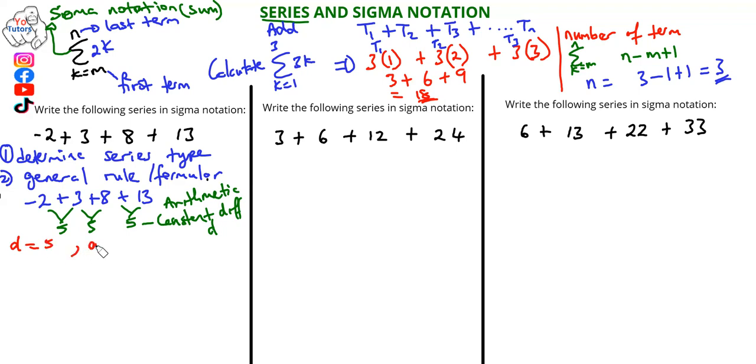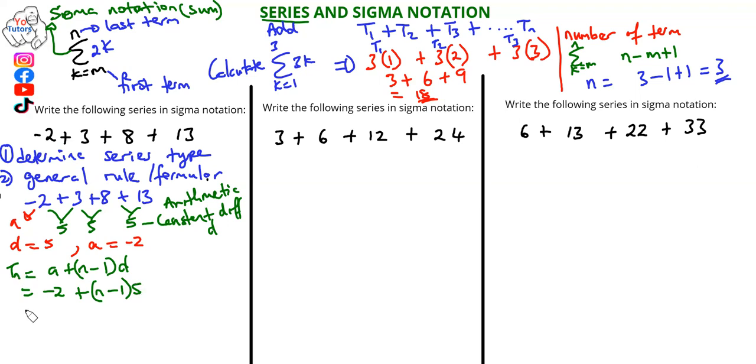What is our A? A is the first term there. So this is our A. A is equal to negative 2. Then how do you get the general term? We know that Tn is equal to A plus n minus 1 times D. What is our A? It's negative 2. We put our n minus 1 there. What is our D? D is 5.